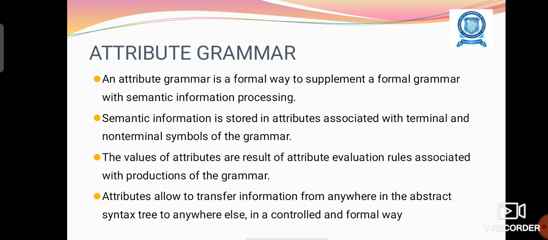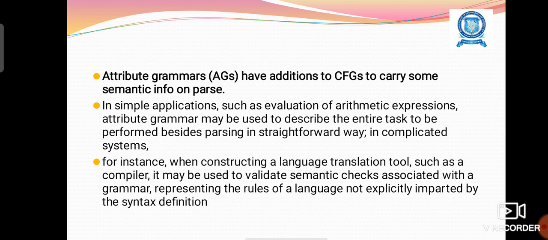Semantic information is stored in attributes associated with terminal and non-terminal symbols of the grammar. The values of the attributes are the result of attribute evaluation rules associated with the productions of the grammar. Attributes allow to transfer information from anywhere in the abstract syntax tree to anywhere else in a controlled and formal way. Attribute grammars have additions to CFGs to carry some semantic information on the parse tree.